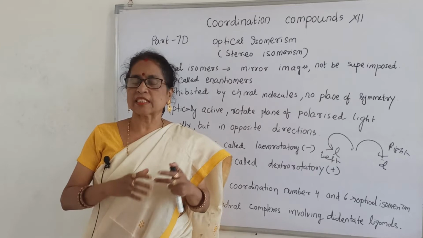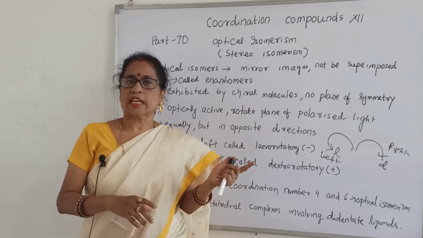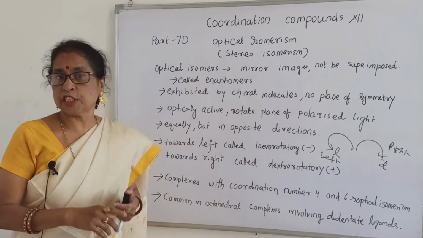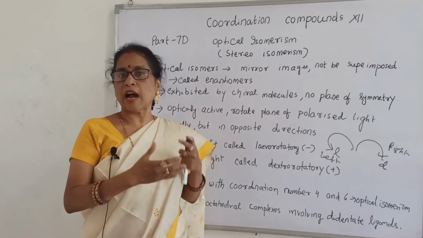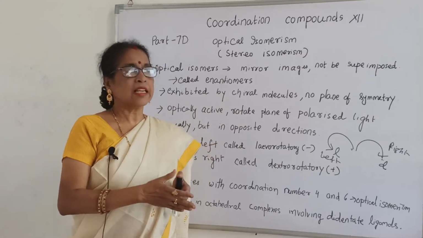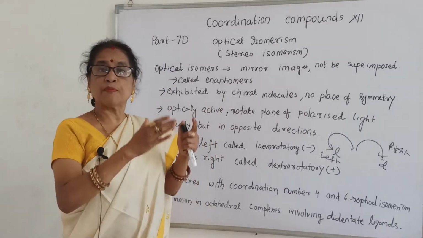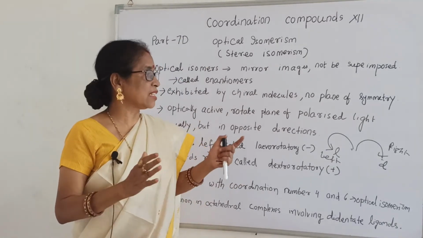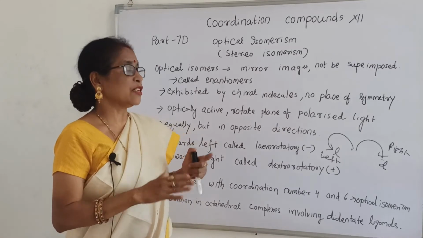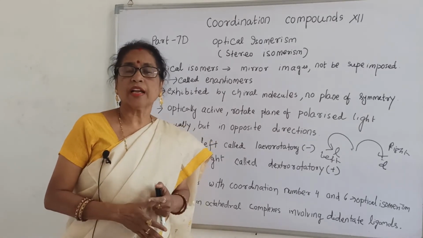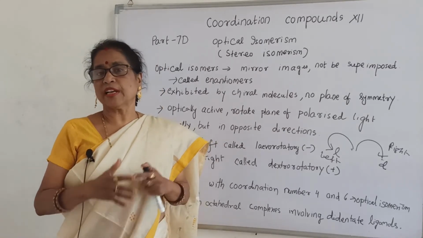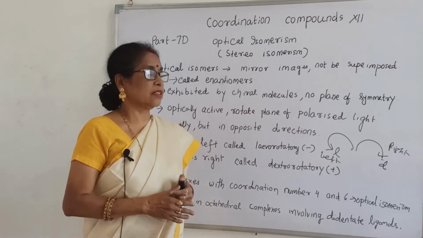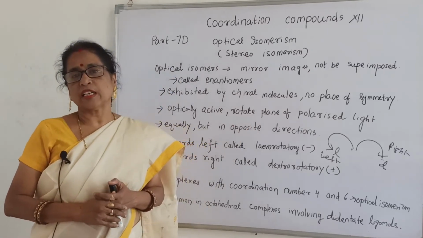Square planar complexes never show this type of optical isomerism and never form optical isomers, because there is a plane of symmetry. If you cut in the middle, you find the same on both sides. That is why there is a plane of symmetry, and that is why square planar complexes never show optical isomerism.